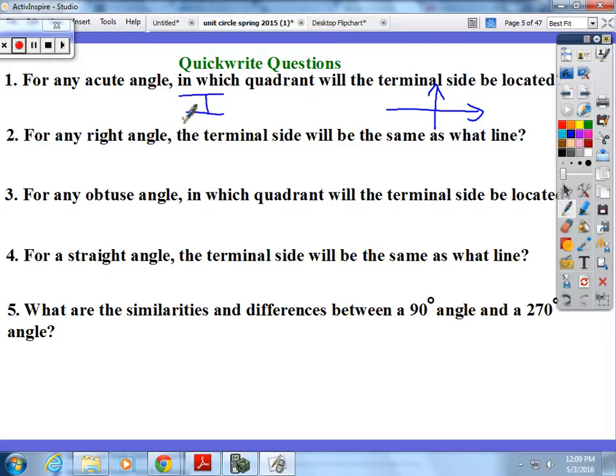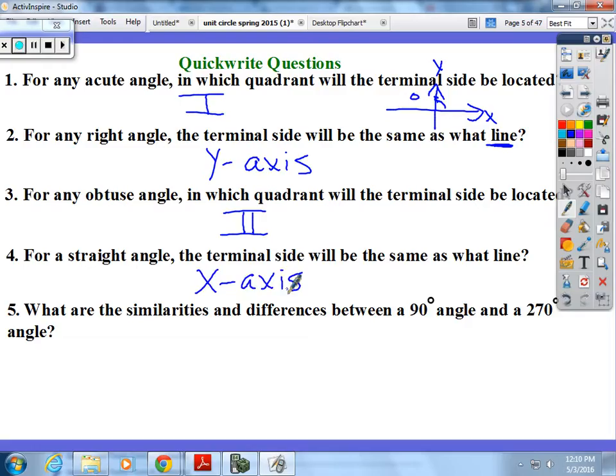If you're talking about a right angle, you're talking about a 90 degree angle. So that's going to be on a line. The only two lines we have are the x-axis and the y-axis. So the 90 degree angle would be right here on the y-axis. And then an obtuse angle, which is more than 90, less than 180, would have to be in here somewhere. So that would be in the second quadrant. And a straight angle is going to end up here because it's 180 degrees, so that's on your x-axis.